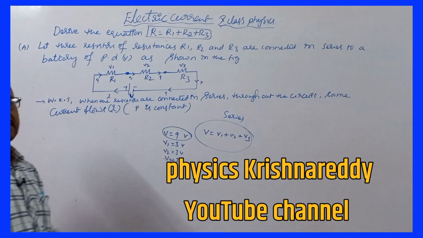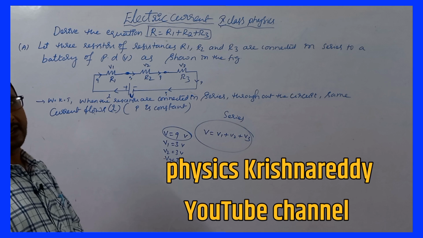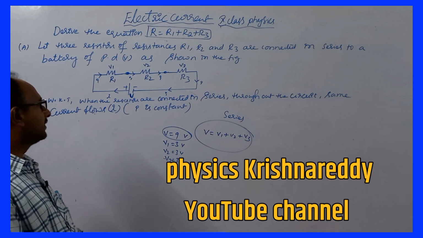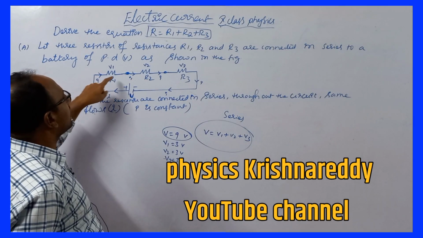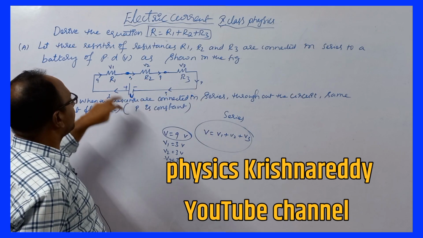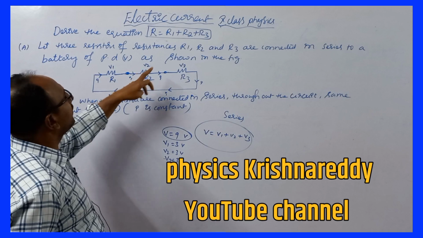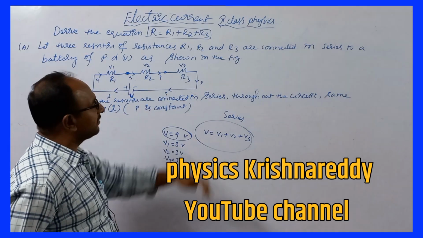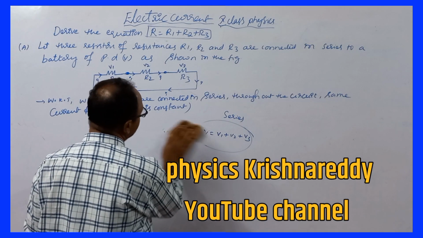So when the resistors are connected in series, the potential difference of the cell splits across R1, R2, R3. The sum of V1, V2, V3 is equal to V. That is why V is equal to V1 plus V2 plus V3. This statement we want to write, students, now.